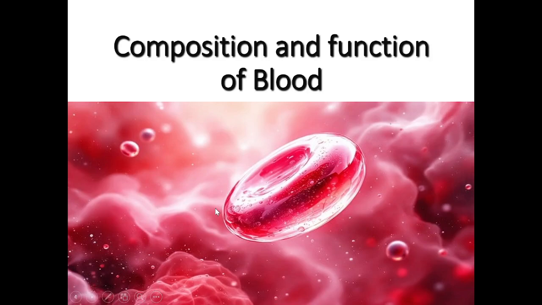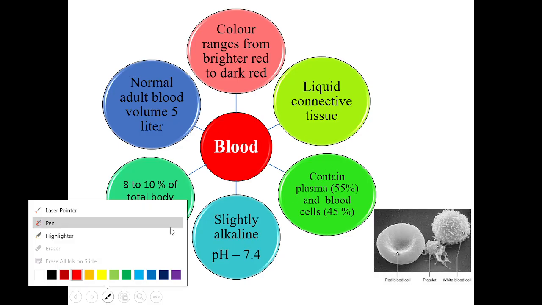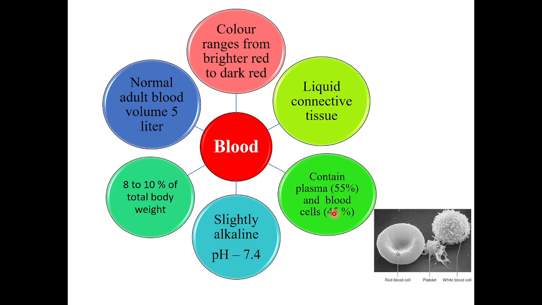In this lecture, I am going to discuss composition and function of blood. So, blood is a liquid connective tissue, and it contains the plasma and blood cells. About 55% plasma is present in the blood, while blood cells constitute a total of 45%. It includes red blood cells, platelets, and white blood cells. Normal adult blood volume is about 5 liters, which constitutes 8 to 10% of total body weight.